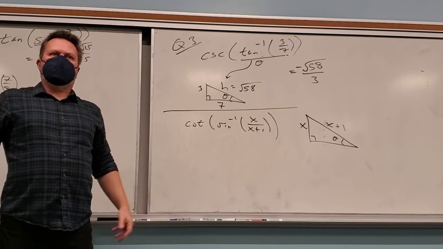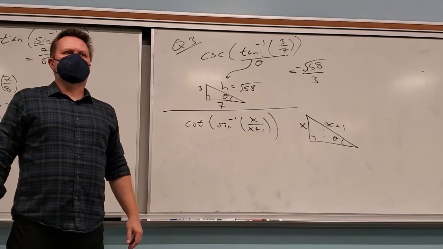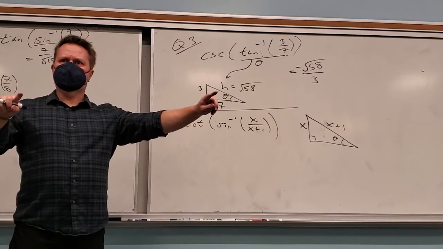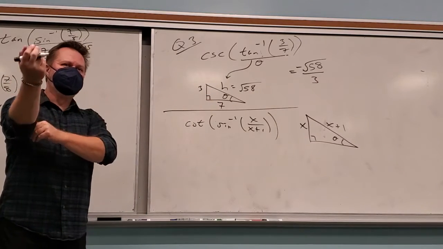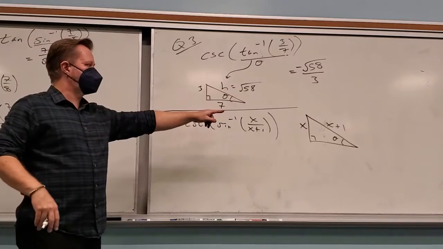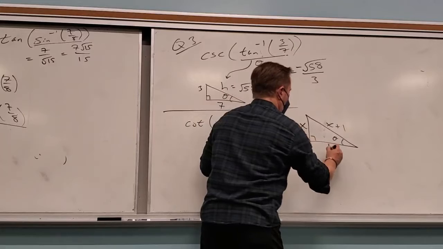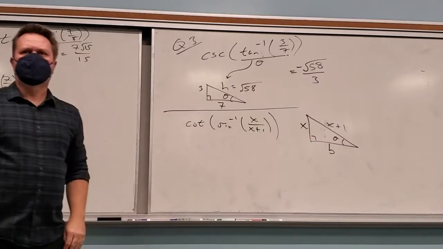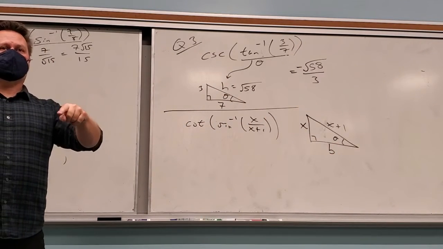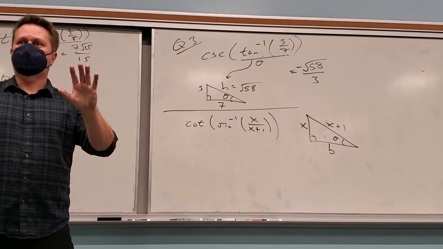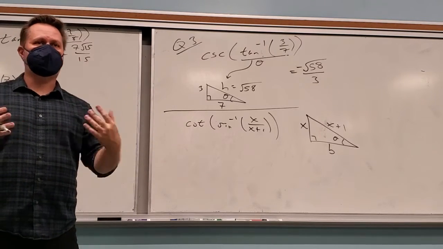What am I missing to figure out the cotangent? The x piece. How do I get that? Pythagorean theorem, but it's going to be a little grosser. Too bad. Figure out what it is. I want you to figure out what that side is. Go. Process doesn't change. What you plug in changes.